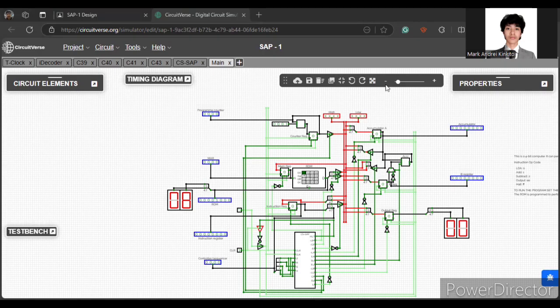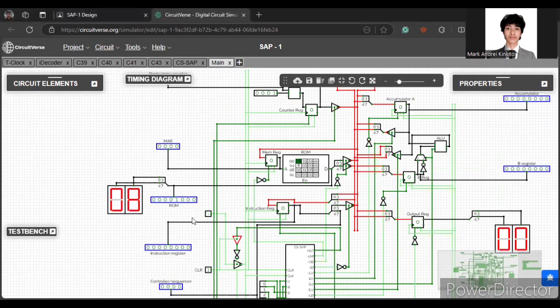Then next is the output register, which will output the display of the total result and is going to be shown in the 7-segment display. Next is the clock, which synchronizes all the operations within the circuit. So let's start from the operation here.